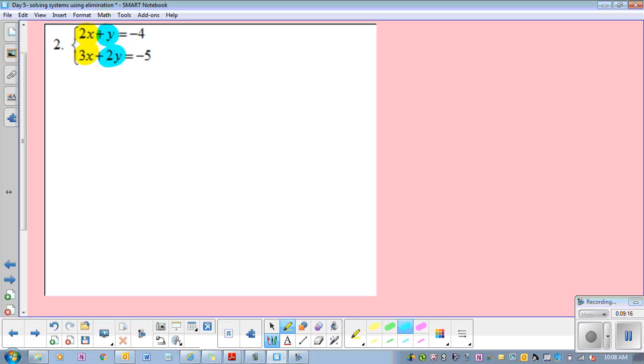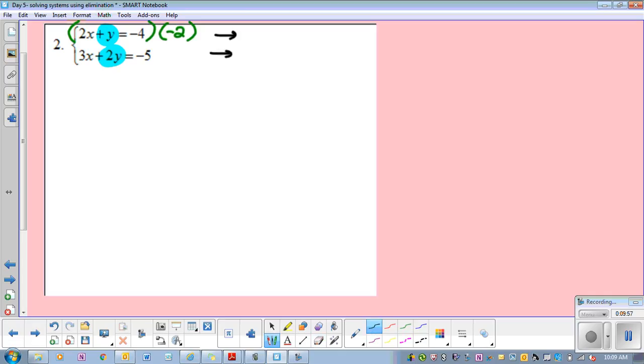So if my bottom one is already 2y, then what should I make my top one? Same number, opposite sign. Make it what? What kind of 2? Negative 2, right? Since this one's a positive 2, I want to make the top one a negative 2. So that means I need to multiply it by what? Negative 2. Right? Because positive 1 times negative 2 is negative 2, right?